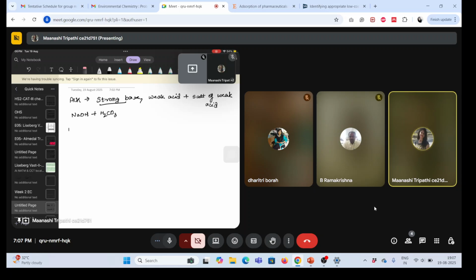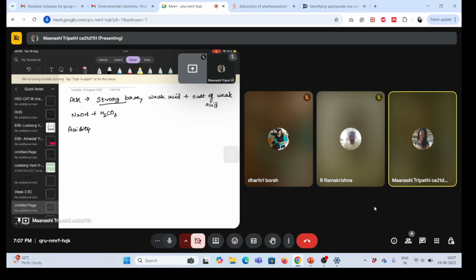Another thing is acidity. What is acidity? It is the base neutralizing capacity of water. It is a solution of strong acid, and a solution of strong acid and weak acid, or salt of weak acid.